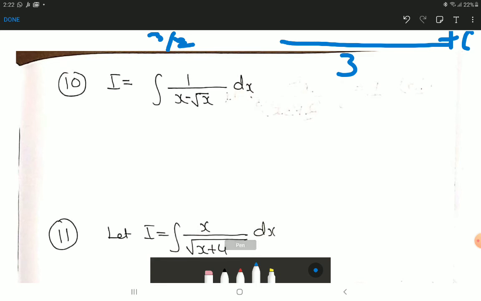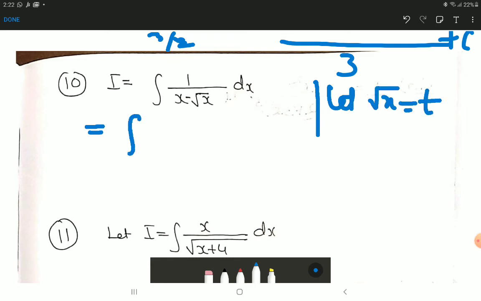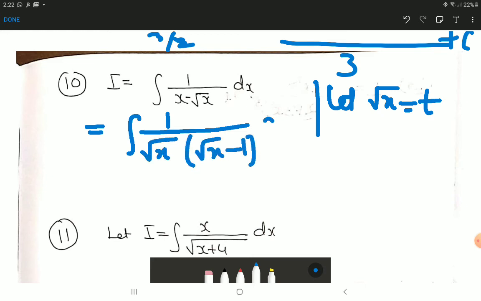1 upon x minus root x dx. You see here, let root x is equal to t. What I will do, I am taking root x common. So it becomes root x minus 1 dx. From x, if you take root x common, root x is left. From root x, I am taking root x common, so 1 is left.